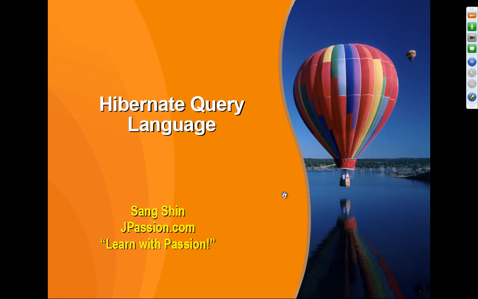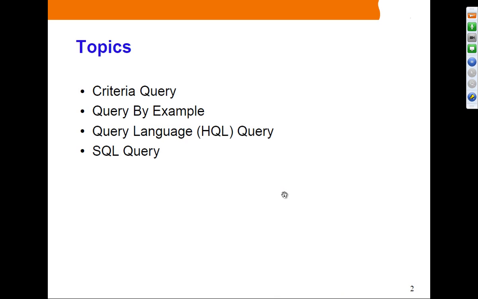Hibernate Query Language. Hibernate provides several ways that you can use to perform query operations. So here we're going to cover them all. First is criteria query, and query by example, which is part of the criteria query, and Hibernate query language, sometimes called HQL.